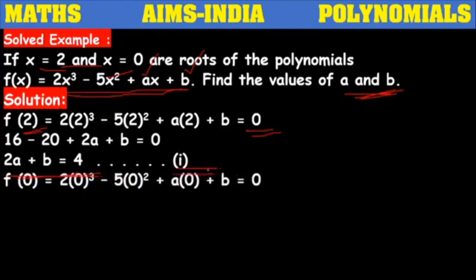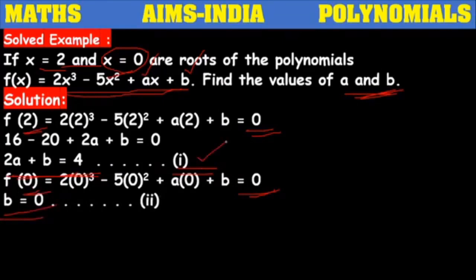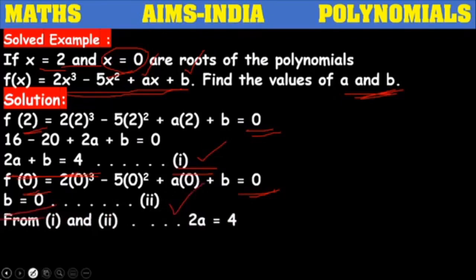Next, let's use the second zero this time. In the place of x we can keep 0 everywhere, so its value will become 0. After simplification, b equal to 0. This is the second equation. By placing the first zero, we got the first equation. By placing the second zero, we got the second equation. Now we have to solve these two equations, 1 and 2.